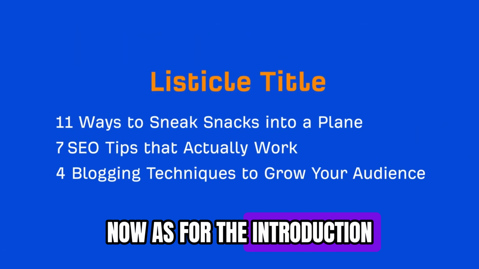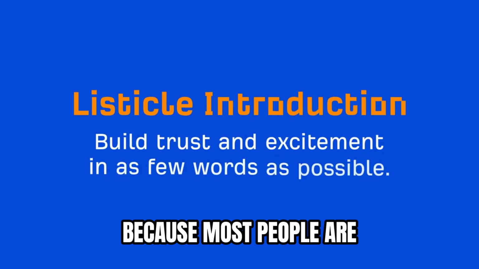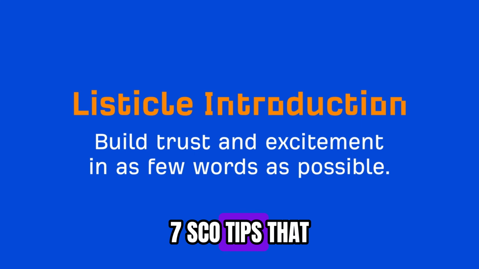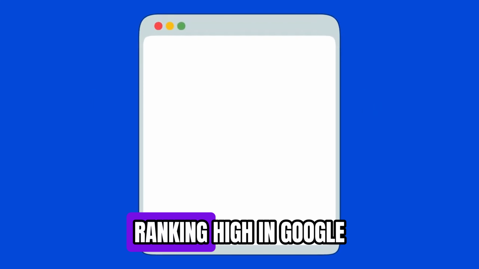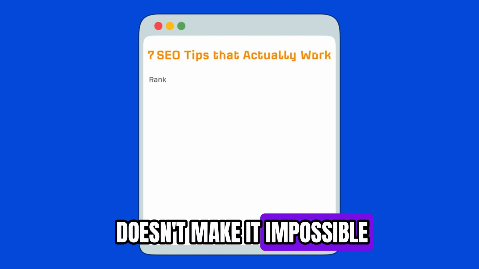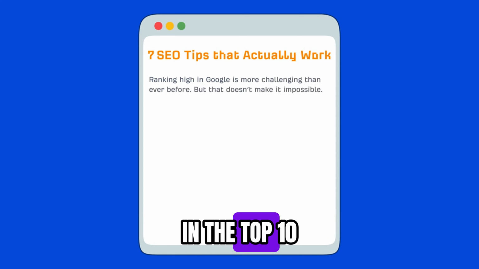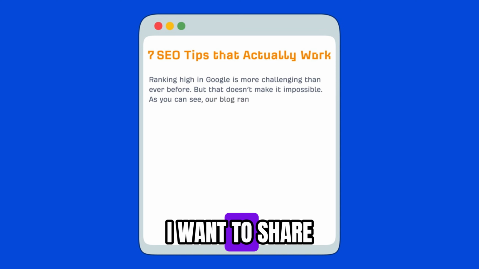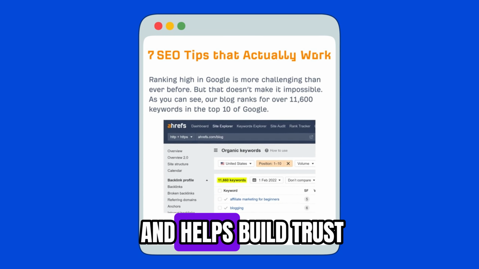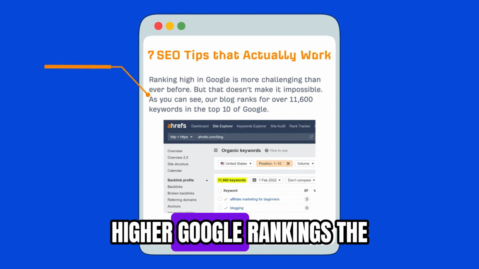Now, as for the introduction, your goal should be to build trust and excitement in as few words as possible because most people are coming for the list points. For example, if you're writing a post on 7 SEO tips that actually work, you might say, ranking high in Google is more challenging than ever before, but that doesn't make it impossible. As you can see, our blog ranks for over 11,600 keywords in the top 10 of Google. Today, I want to share a few simple SEO tips that helped us get there. The intro is short and helps build trust because we have proof that we've already achieved what the reader is hoping to achieve, higher Google rankings.